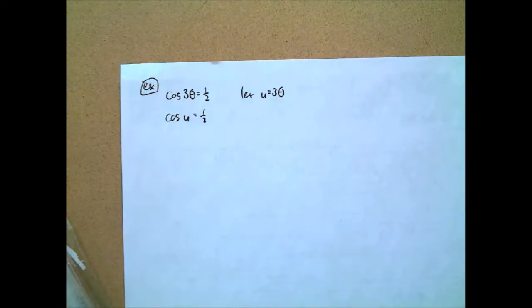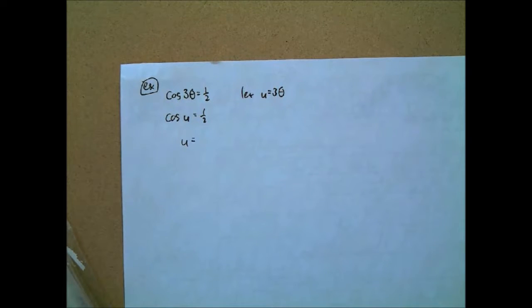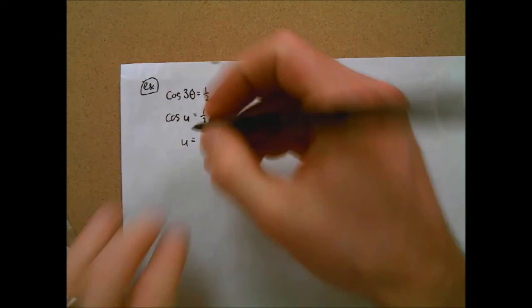Okay? And now to solve this problem, not that hard, right? We just got to figure out for what angles, when you take the cosine of it, you get 1/2. So cosine of what angles give you positive 1/2? Pi over 3 and 5 pi over 3.